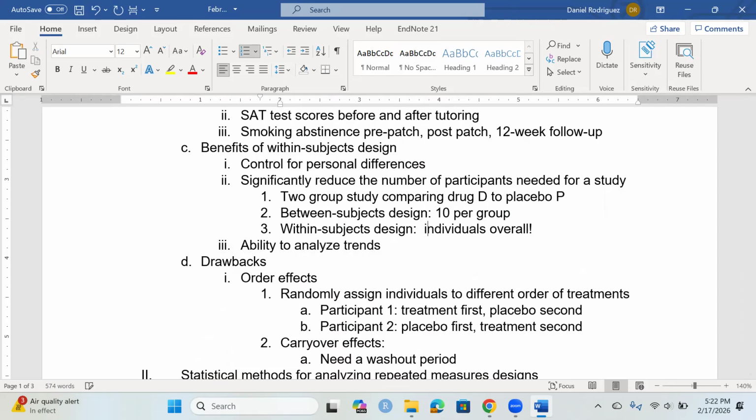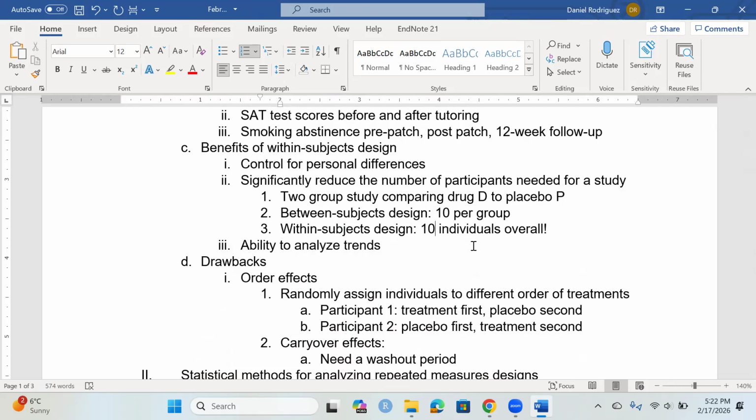As an example, let's say I'm comparing two groups, say a drug called drug D. We're comparing drug D to a placebo and its effects on something like depression. With the between subjects design, we would have perhaps 10 people per group, right? But I could accomplish the same with a within subject design with 10 individuals because the same individuals receive both the treatment and the control.